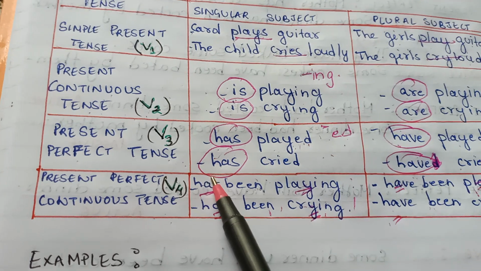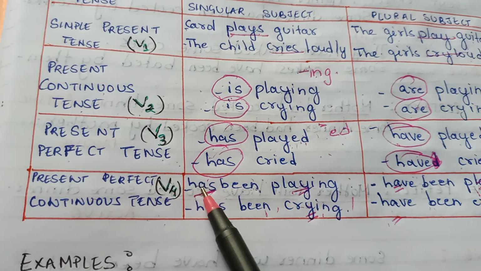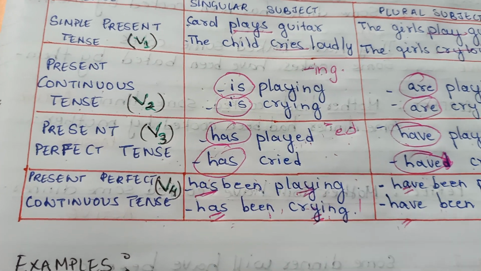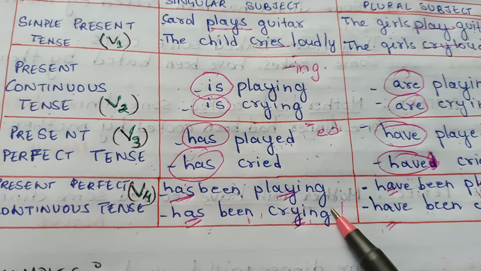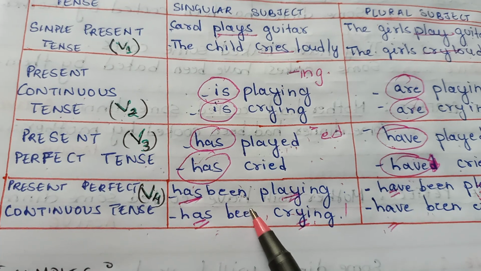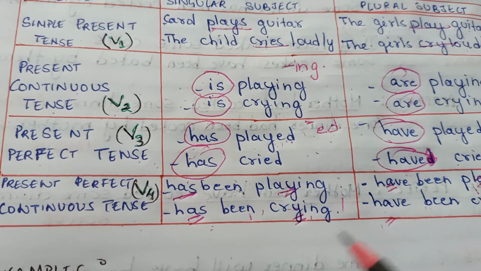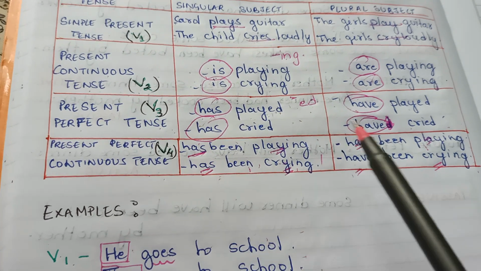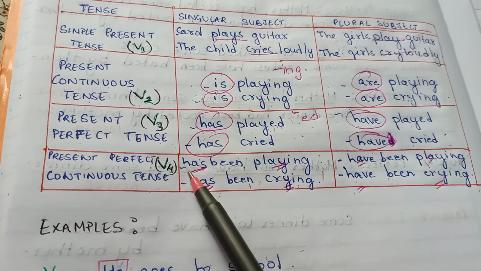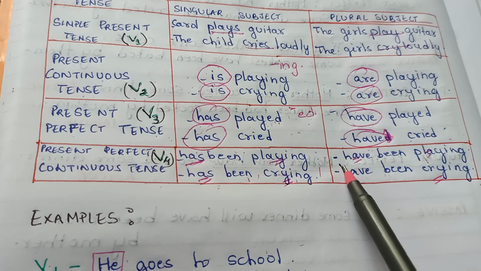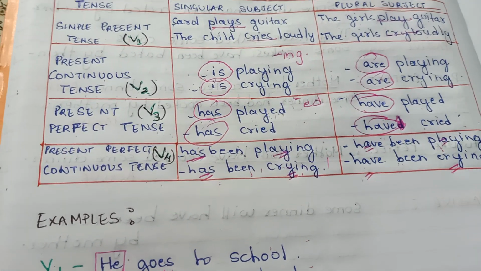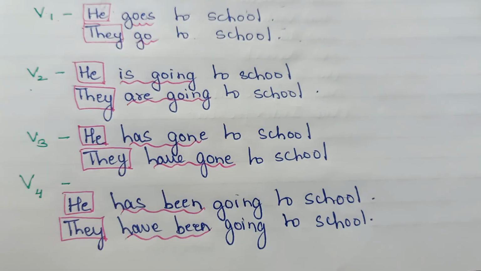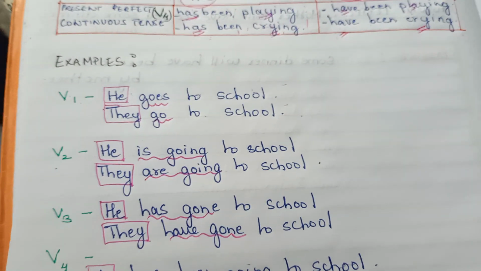So here it means Carol has already started playing guitar. She's played for almost 1 hour, 2 hours, 3 hours, and still she's continuing to play guitar. The child has been crying and she's still continuing to cry. Same thing here. Okay, so plural form and the singular form and plural form of verb in the present perfect tense. Yes, so here if you see I have written, it's the same thing.